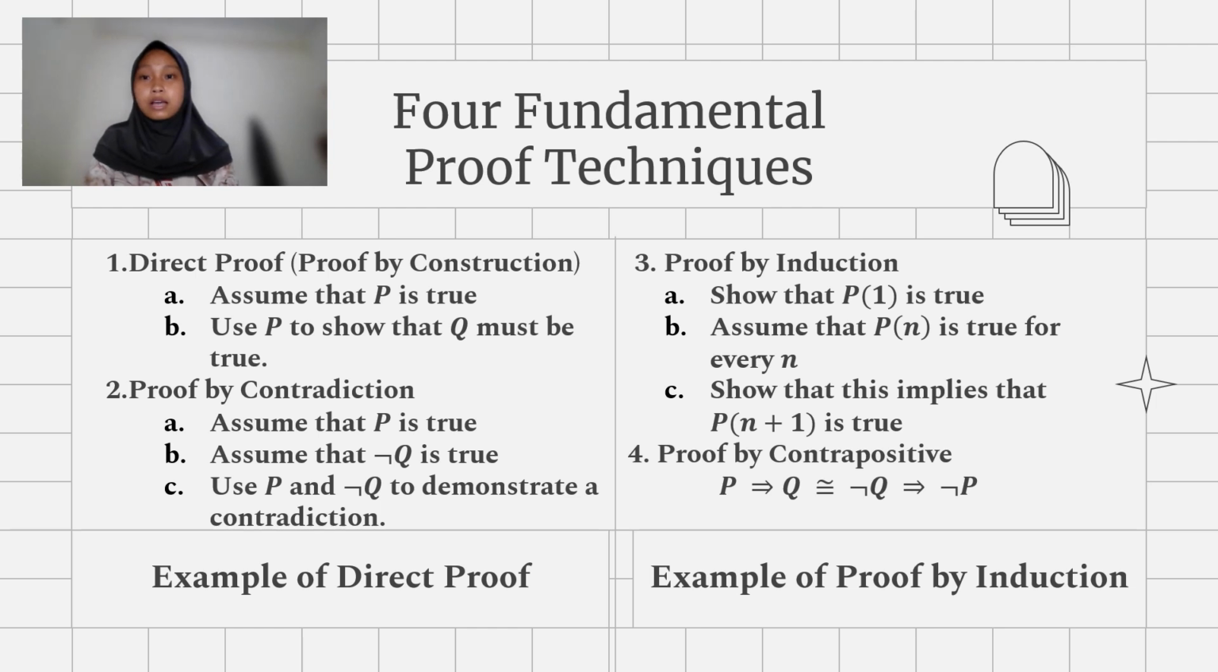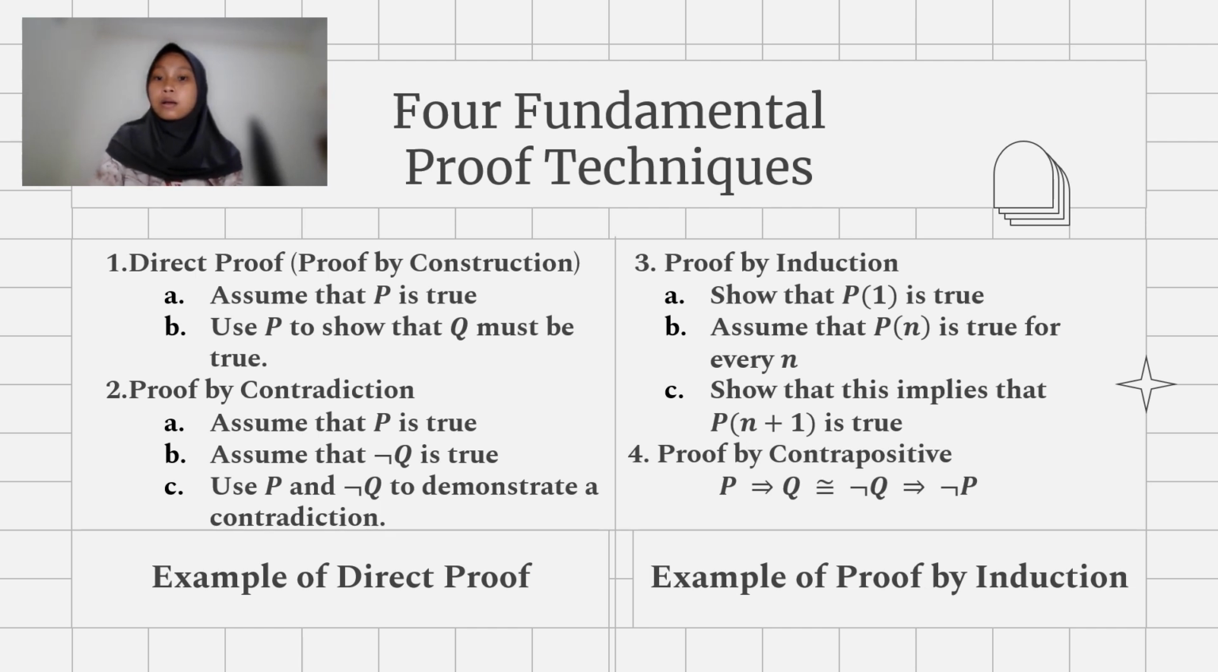Okay, in basic proof technique, there are 4 fundamental proof techniques. The first technique is direct proof. The steps are assume that P is true and use P to show that Q must be true.